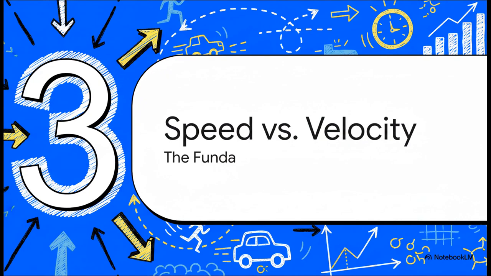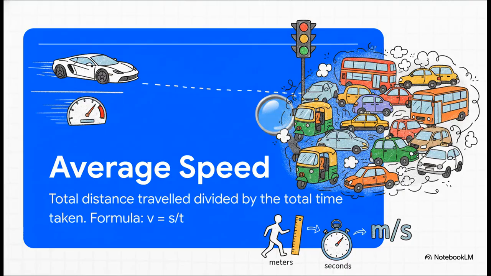So now we know how far things move. The next logical question is, how fast do they move? So let's get into the funda of speed and velocity. Speed is just how fast you're going. The formula is super easy: total distance divided by the total time taken. Simple. Driving on an empty highway at a steady 80 kilometers per hour, that's uniform speed. But driving in peak Mumbai or Delhi traffic, where you stop, go, that's non-uniform speed. And don't forget, the SI unit is meters per second.